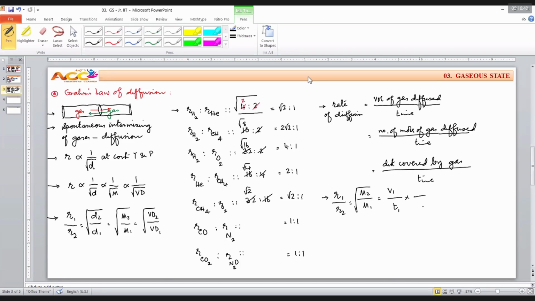And then volume of gas diffused over time taken. Number of moles of gas diffused by time taken. Distance covered, don't write D for density, write DIS, distance covered by one gas, T1, and distance covered by another gas, T2. Hence, we can solve different types of mathematical problems on diffusion with respect to density, molecular mass, volume of gas diffused in time taken.